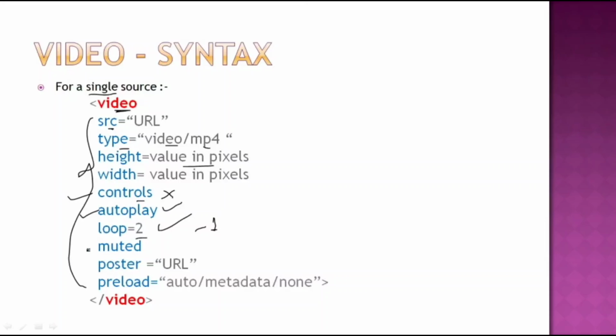The next attribute is muted. So the audio will not be heard by the user. It will be inaudible. The next attribute is the poster. The video will take some time to load into the browser, so in that duration we can have an image displayed to the user. This is the URL of that image. So this will be an image URL.